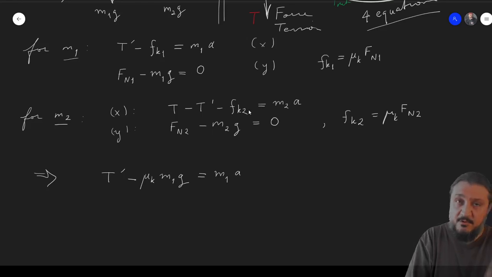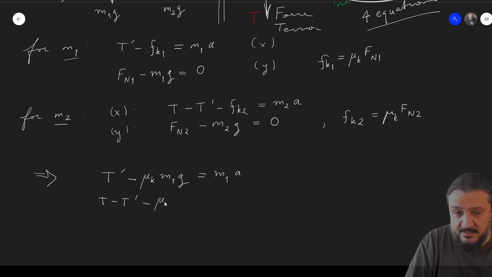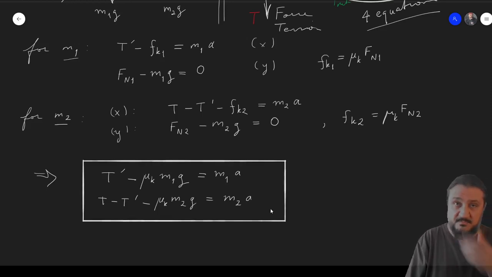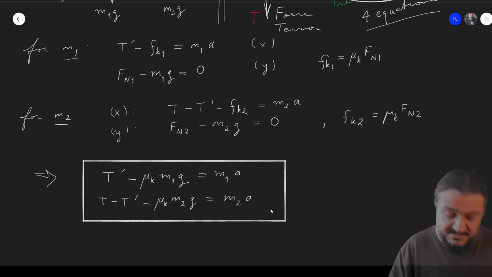Do the same thing for m2: T minus T prime minus Fk2, which is here, mu k times Fn2, which is m2g, equals what? m2a. So what happened? Those six equations reduced to just two. Okay, we have two equations.